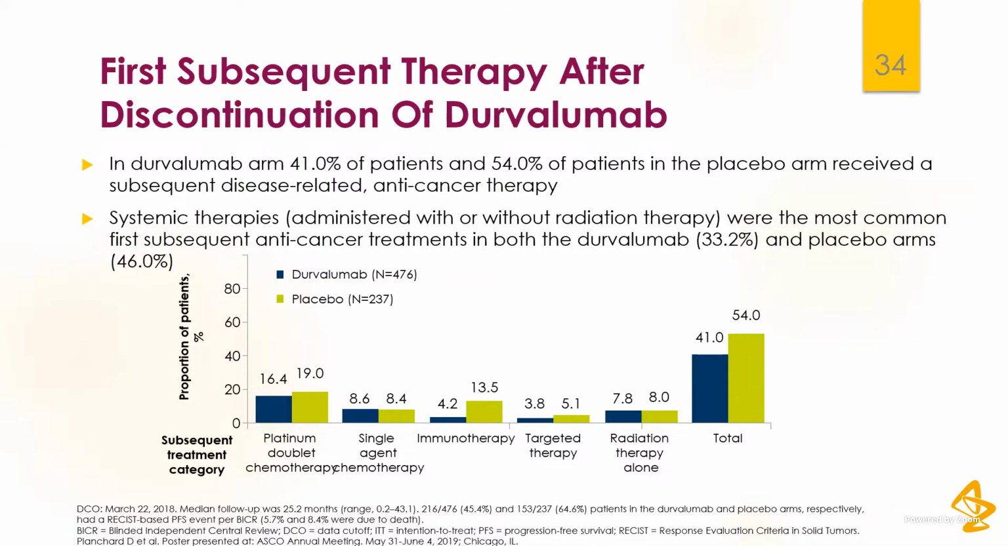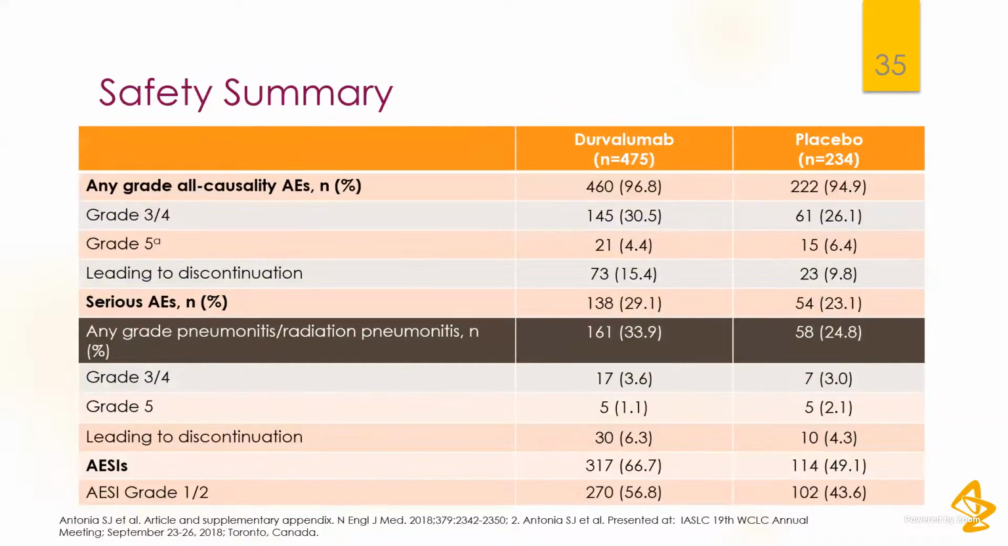So the first subsequent therapy after discontinuation of durvalumab: in the durvalumab arm, 41% of patients, and in the placebo arm, 54% of patients received a subsequent therapy, which was disease-related anti-cancer therapy. Systemic therapies could include platinum-based doublets, single agents, immunotherapy, targeted therapy, radiation therapy, or a combination. Next slide.